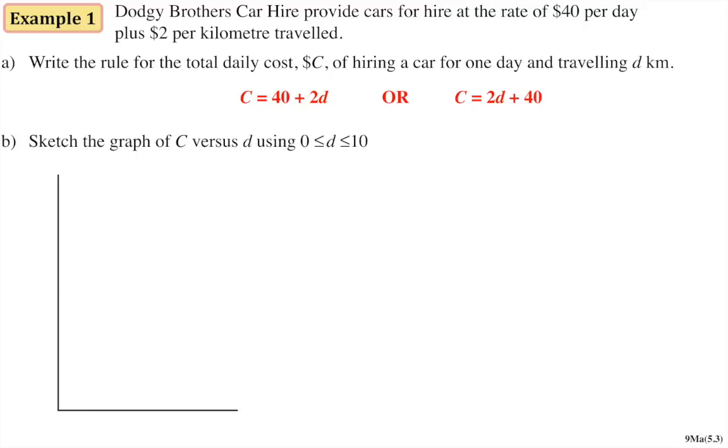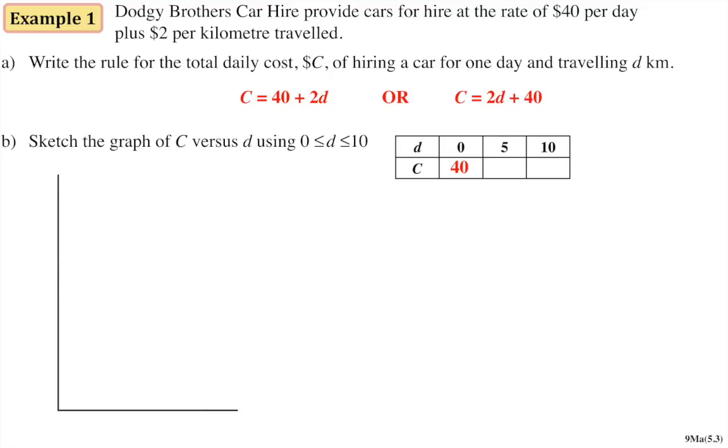Part B says to draw a sketch. Now, we're drawing a sketch between 0 and 10. So it's possible that we just use 0 and just use 10, but I'm also going to use 5, the point in the middle, just to get a safety point, if you like. Now, if the car travels 0 kilometres, how much will it cost to hire it? Well, we're going to be charged $40 a day and $2 for every kilometre we travelled. So it's 2 lots of 0 if we've travelled no distance, it's just $40 for the day.